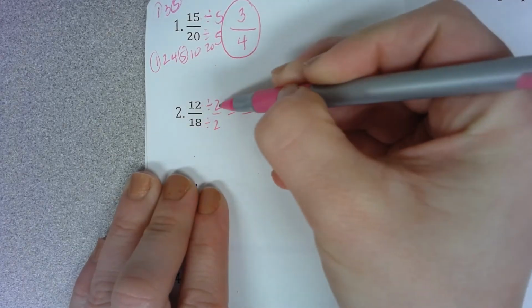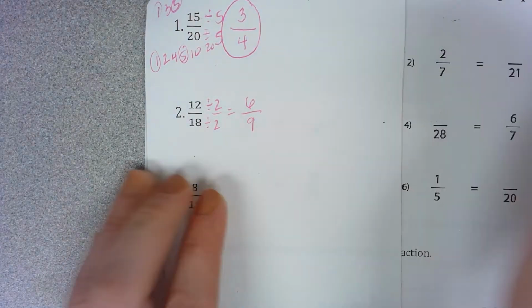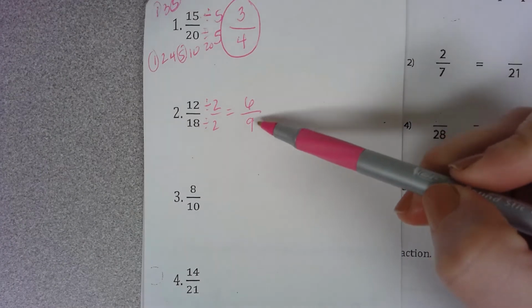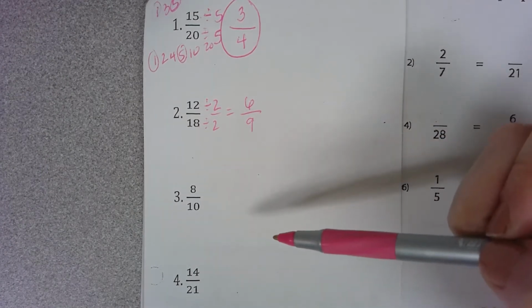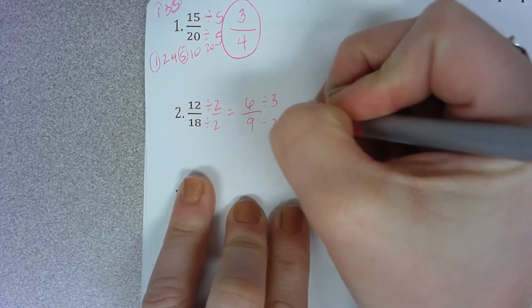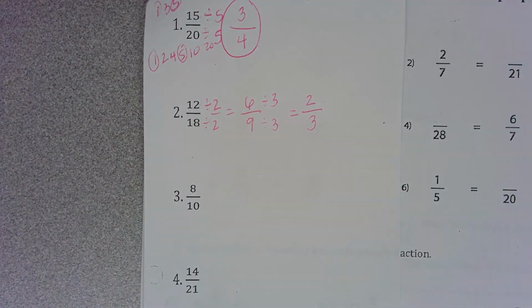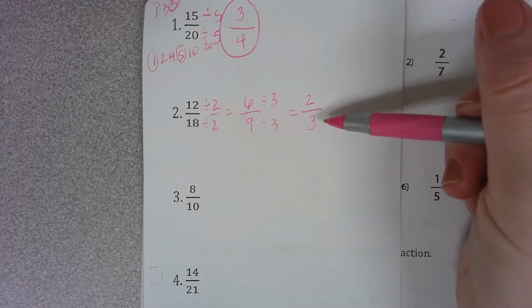12 divided by 2 is 6. 18 divided by 2 is 9. Now you're thinking, all right, I'm done. That's my simplest fraction, simplified answer. I'm good to go. But then you look at it and you go, wait a second, I know 6 and 9 still have a common factor. What number can 6 and 9 be divided by again? They could both be divided by 3. So let's try doing that. 6 divided by 3 is 2. 9 divided by 3 is 3. Now I know that this is in my simplest form, my simplified answer.